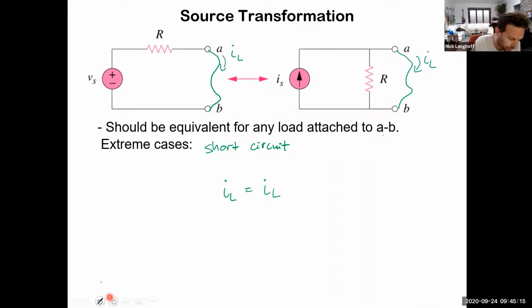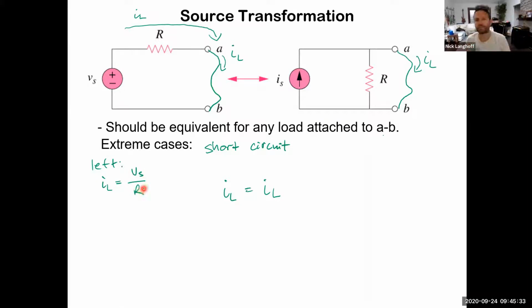Okay, so let's take a look at the left case. If we wanted to find IL, that's traveling through here, right? That's IL. Well, you've got that voltage source in series with a resistor, so IL is just the value of that source divided by R, right? You just take VS divided by R. That's how much current is going to flow through that, right? Simple Ohm's law.